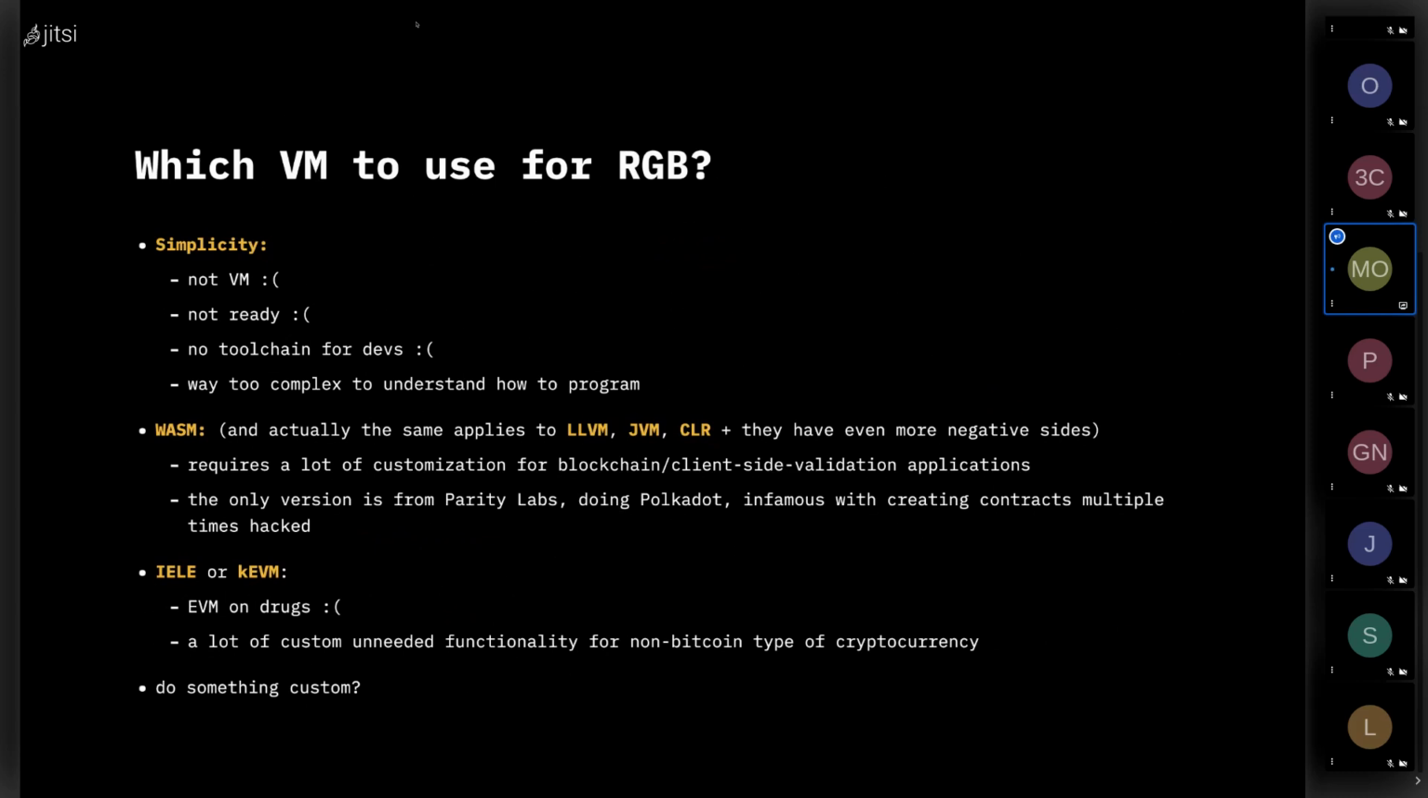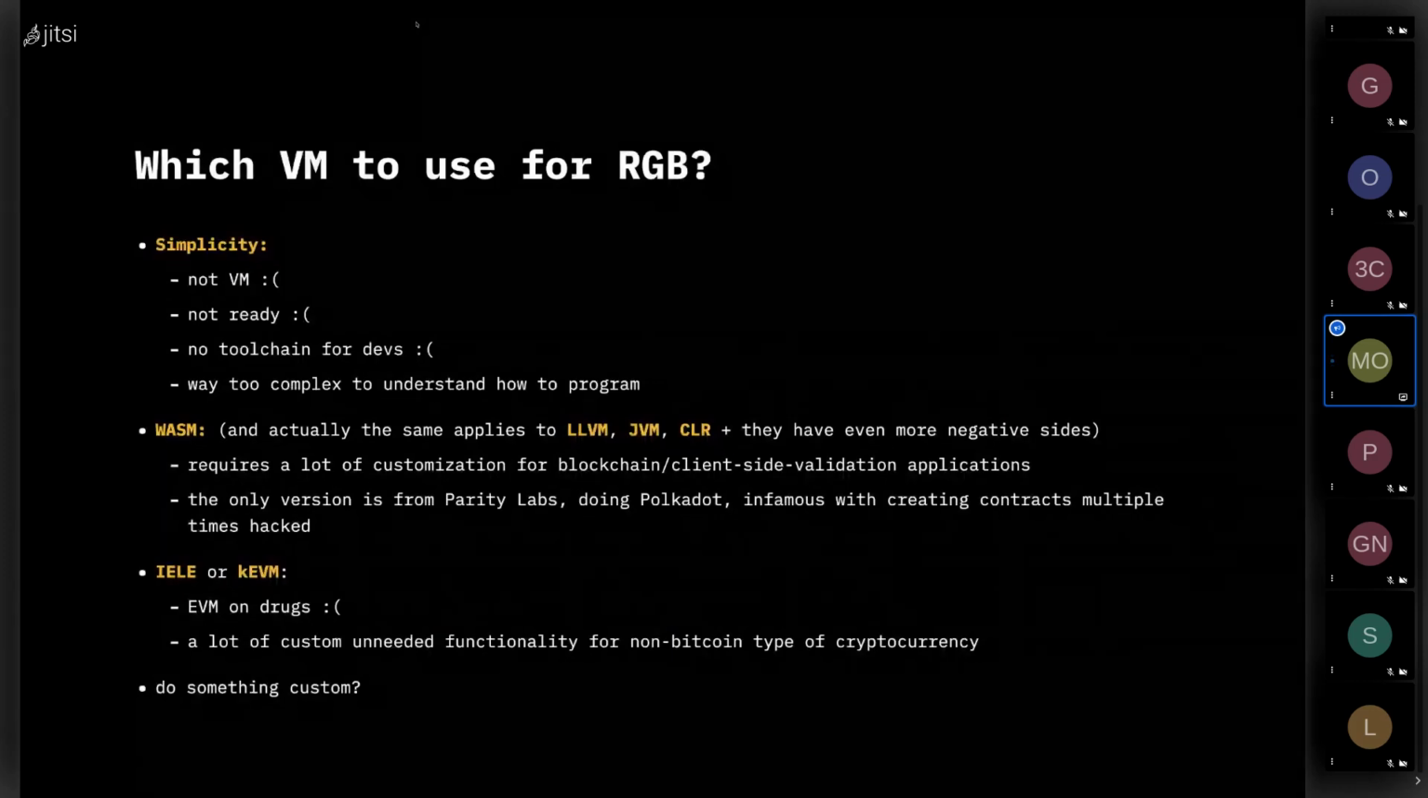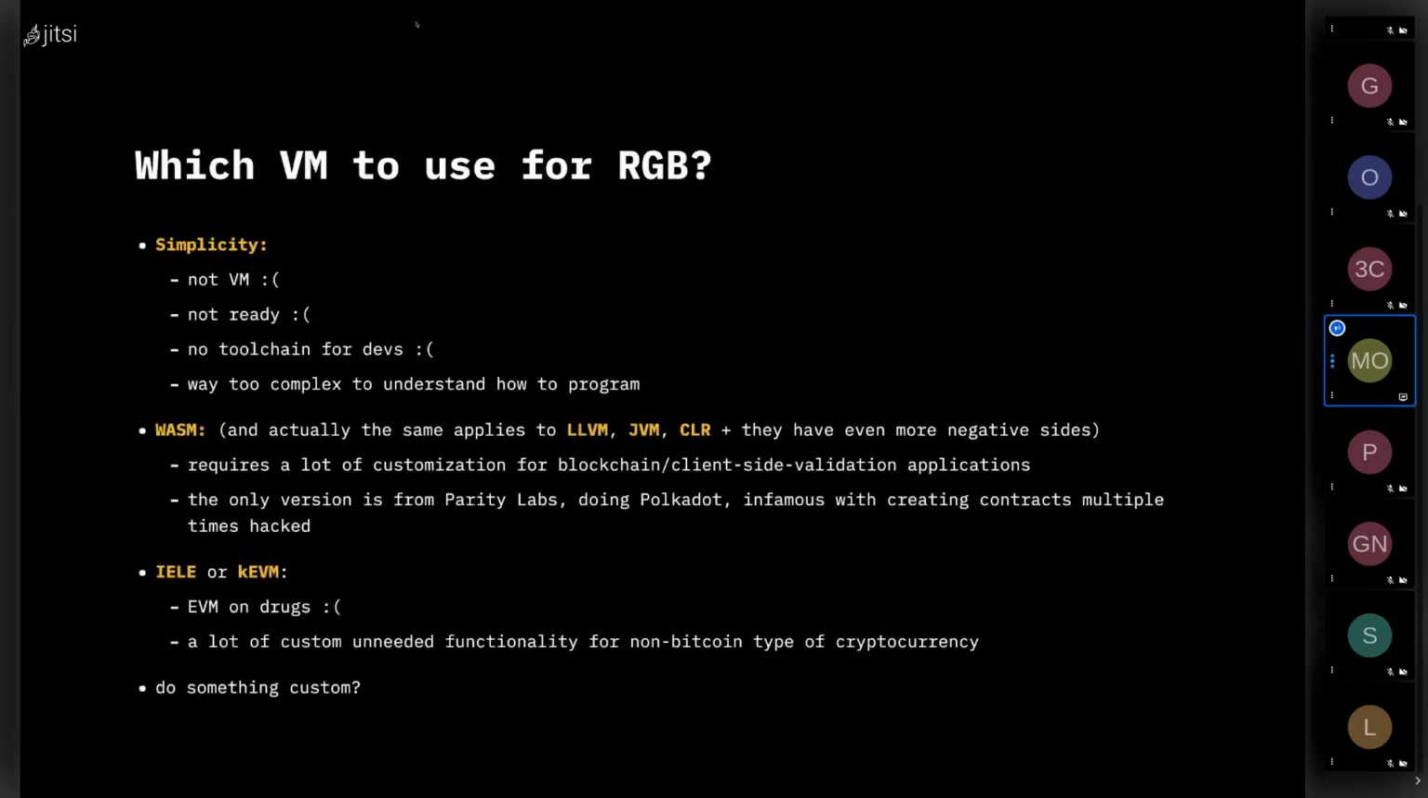Yeah, the final part. Since we talked about plans to use virtualization, we need to define which virtual machine we shall use. And we already received the first question, which is probably asked by most people being introduced to RGB: what virtual machine are you using? Well, currently none, as I just explained. I just explained how it works without any virtual machine. But yes, we plan to use a virtual machine.